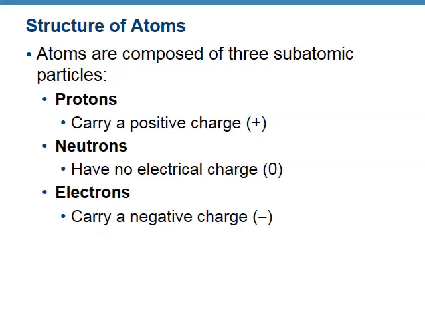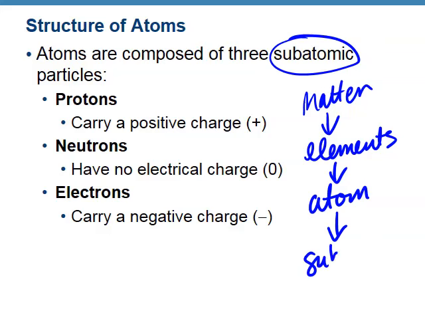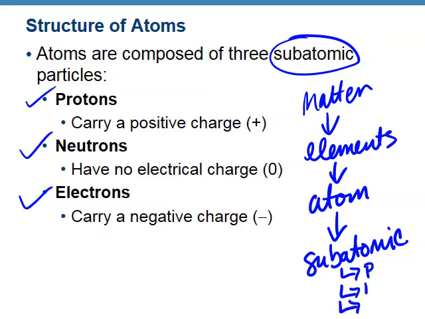So now we're looking at subatomic particles. Subatomic means inside the atom. So now we have matter, and then we're looking inside at elements, and then farther inside an element, we're looking at atoms, and then when we get inside the atom, we have subatomic particles. Those subatomic particles are called protons, neutrons, and electrons. So there are 3 subatomic particles: protons, neutrons, and electrons. And you can see that protons are positive, electrons are negative, and neutrons are neutral or have no charge at all.